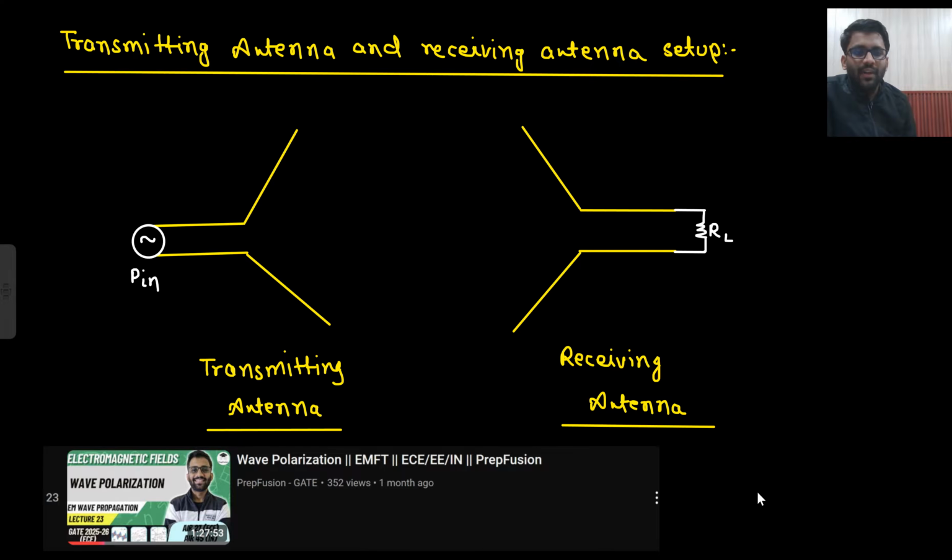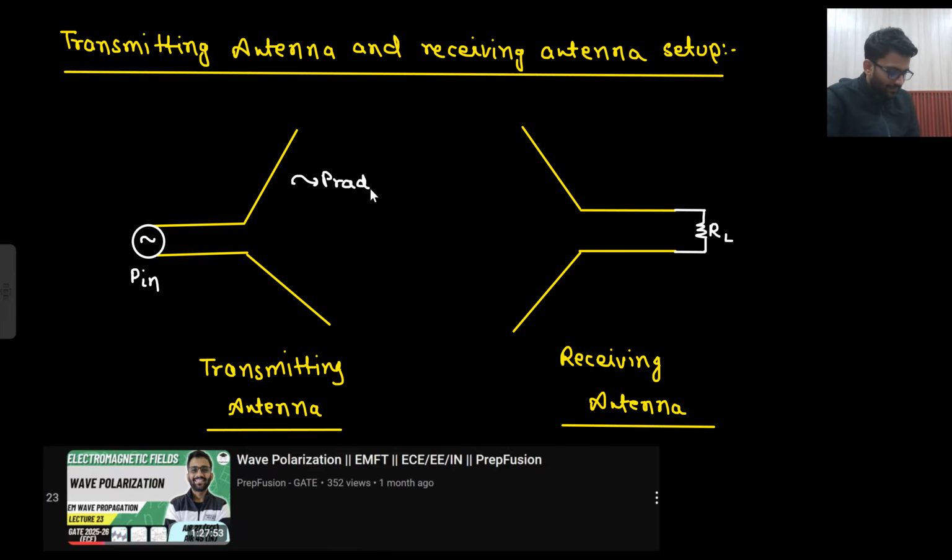We studied some parameters of antenna. First we studied radiation intensity, then average radiation intensity, then directive gain, then directivity, then efficiency, and then power gain. All these terms are interrelated and we saw the relation between all of them. Also, we understood that if this is your P in, then how much power will it radiate? The power radiated will be P radiated.